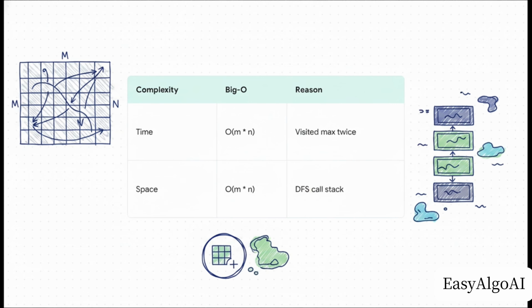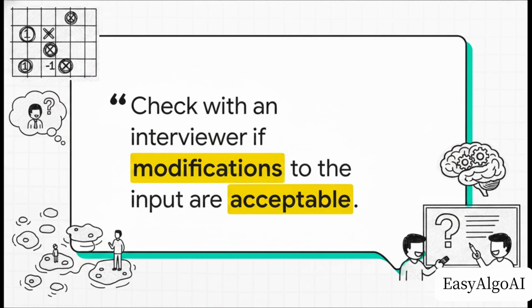Space complexity is also O of m times n. Why? Well, even though we save space by dropping the hash set, the recursive DFS call stack itself could, in a crazy worst-case scenario where the whole board is just one giant squiggly island, grow to the size of the entire matrix. Okay, before we wrap, I want to drop a massive behavioral tip for you here.